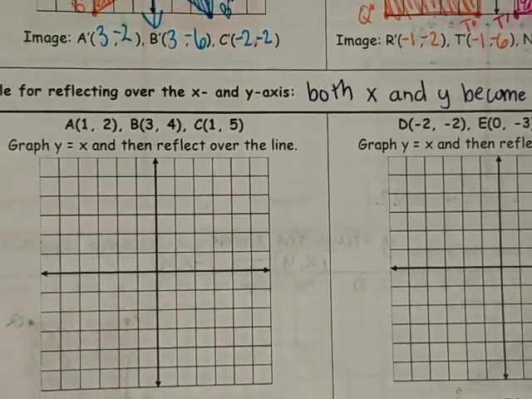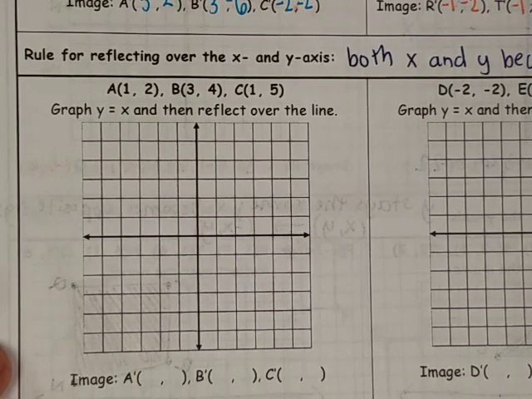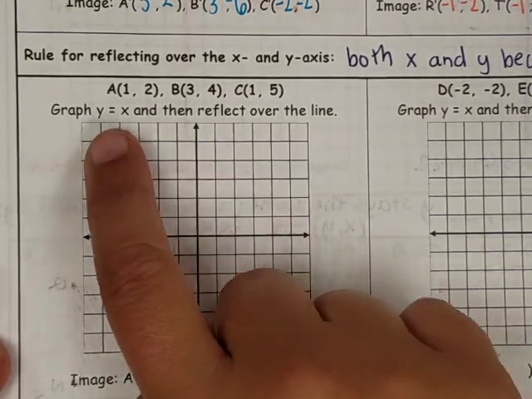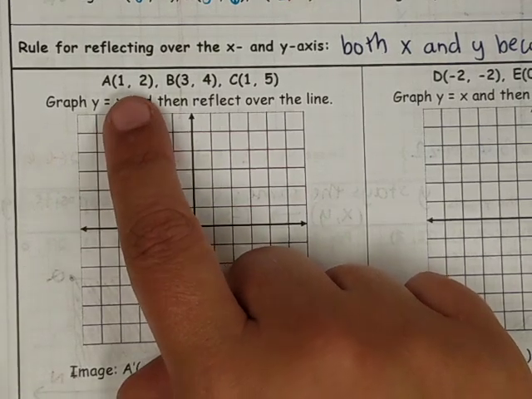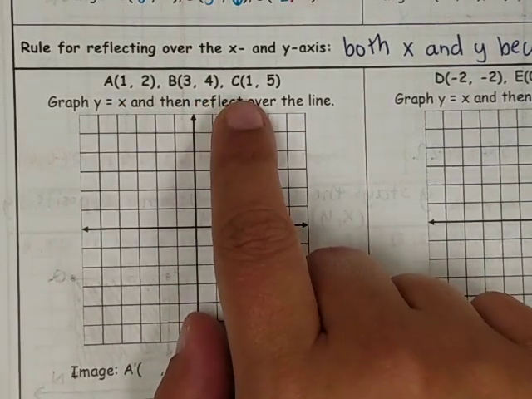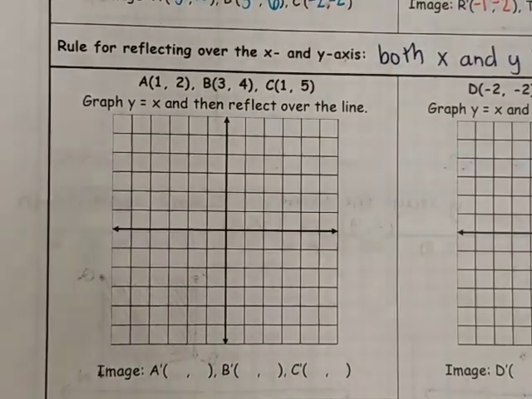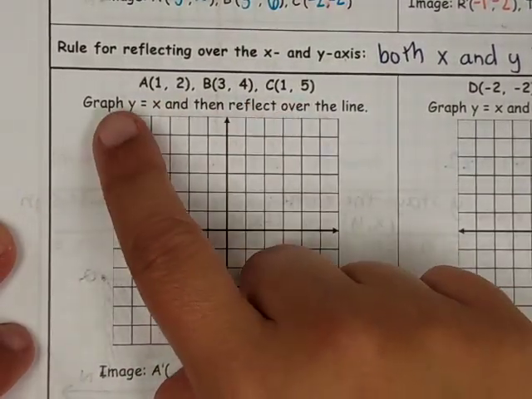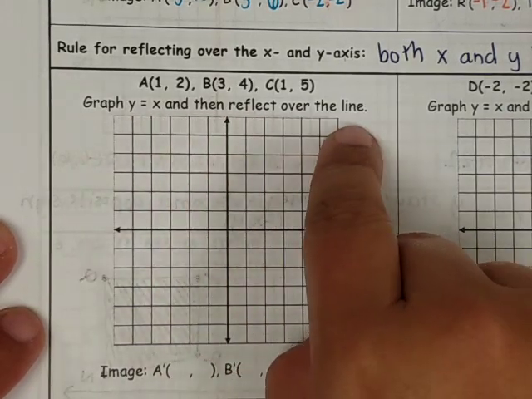All right, so last one together, and then you guys are going to work on your own. Rule for reflecting over the y equals x, and then you're going to reflect over that line. So here's triangle ABC, and we're going to draw this line. So we're going to graph triangle ABC over the line y equals x, and then reflect it over that line.